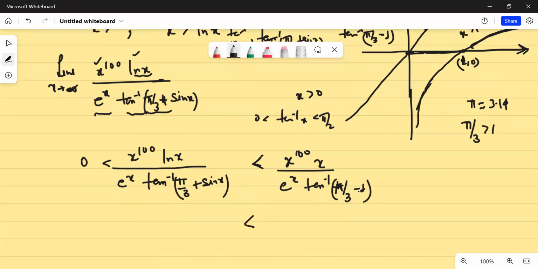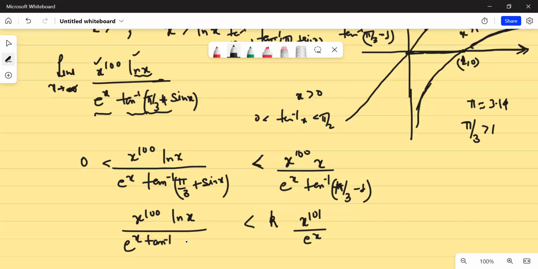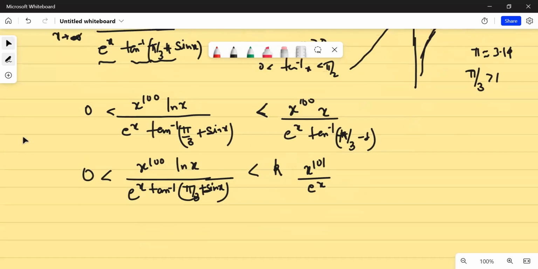Let's say it is some constant k. And this is x raised to power 101 divided by e raised to power x. And then you have this x raised to power 100 here, and then you have this ln x divided by e raised to power x. And then you have this tan inverse of. I hope it is clear.